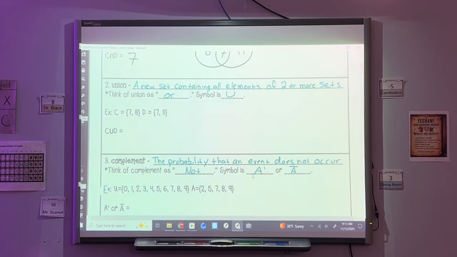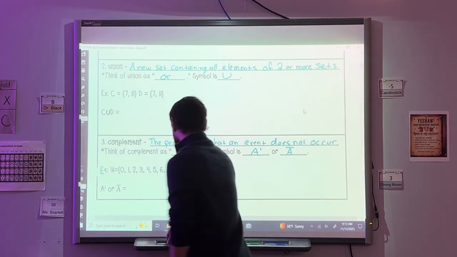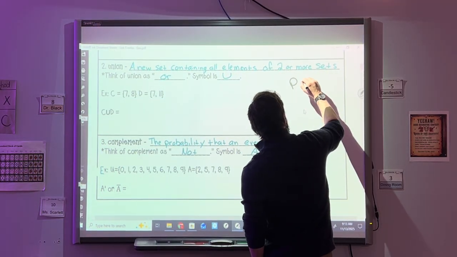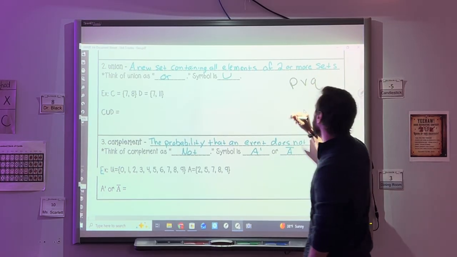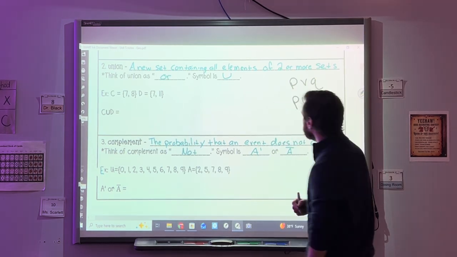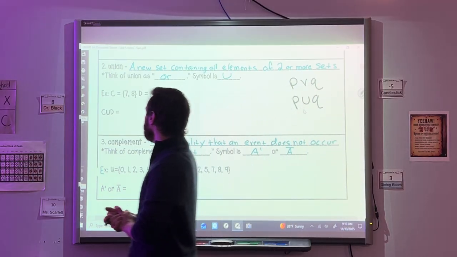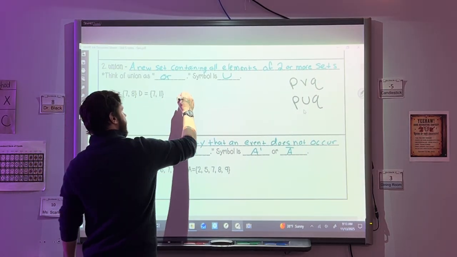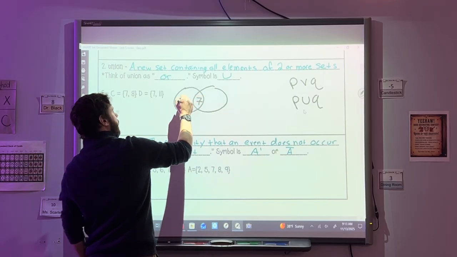So it is a new set that contains all elements of 2 or more sets. Think of unions as ORs, or adding statements, and the symbol is an upside down U. Before we had P or Q, right? That was a down arrow. Well, this is just a downward, kind of like a U thing. So these are going to be adding, really. C or D. Well, we have the exact same thing. We could draw, and we know what this looks like.